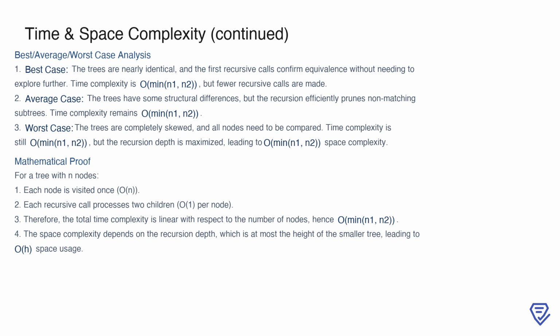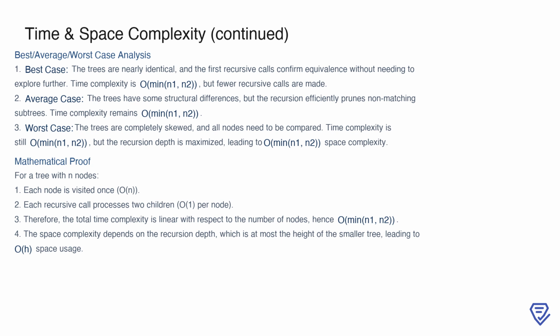In the worst case, the trees are completely skewed with maximum depth, requiring all nodes to be compared. Here, the recursion depth reaches its maximum, leading to a space complexity of O(min(n1, n2)). Regardless of the case, the algorithm visits each node once, and since each recursive call processes two children, the overall time complexity remains linear with respect to the number of nodes.